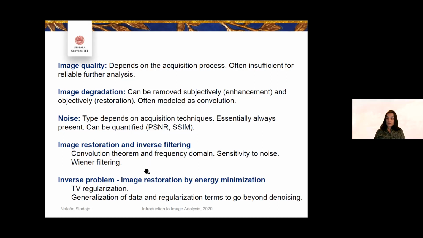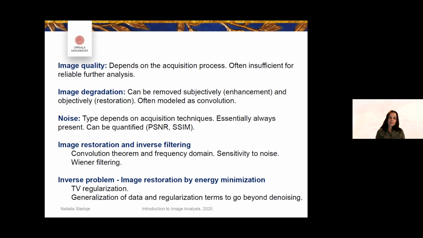restoration as inverse filtering, where we did most of the work in the frequency domain. And we particularly talked about Wiener filtering. We talked about the difficulties or challenges when we do inverse filtering, and that is dominantly high sensitivity to noise, and therefore this inverse filtering is usually used and can be effective when the level of noise in the images is relatively small.